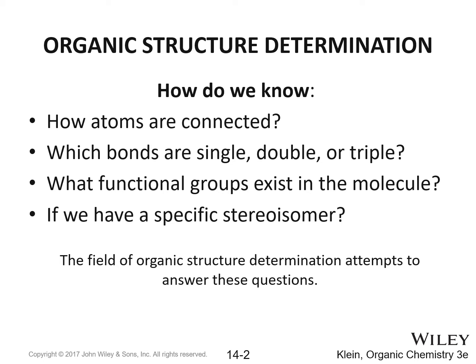of those molecules. So how do we know? How do we know how the atoms are connected? Whether we're dealing with single, double, or triple bonds. How do we know what functional groups are present? And you haven't done this yet, but in chapter 5, we're going to learn about stereoisomerism. So how do we know a specific stereoisomeric configuration? We have to determine all of these things in organic chemistry if we want to understand the structure of a molecule.